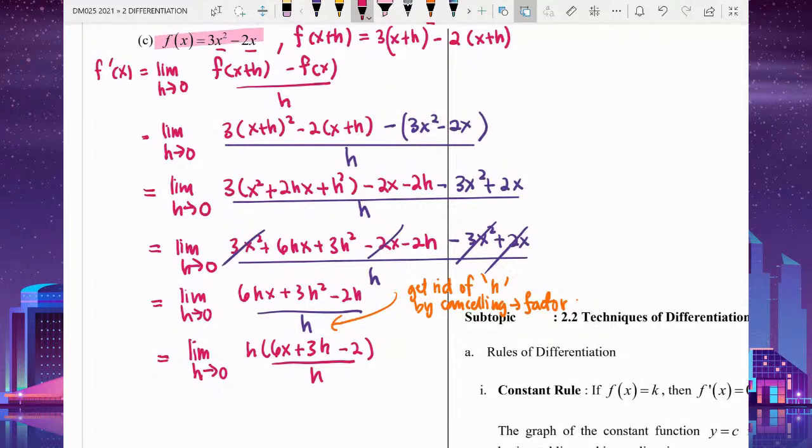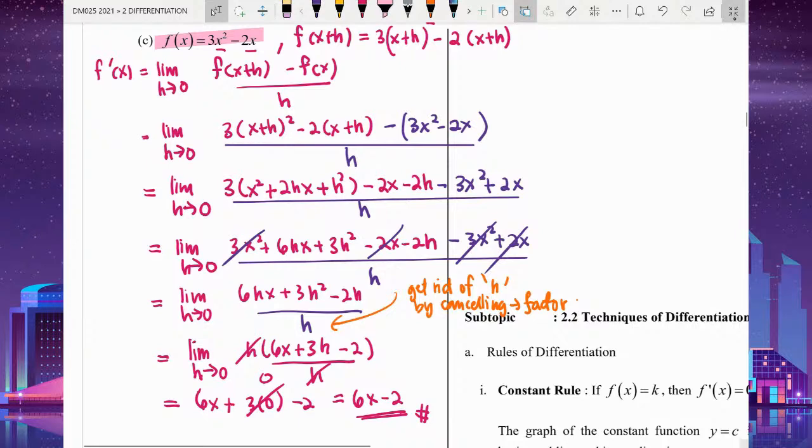Okay, so now H and H cancel out, and then limit H approaching 0. Okay, or you can directly substitute in 6x plus 3 times 0 minus 2. So 0, and you get 6x minus 2. Okay, understand or not? Okay, very good.